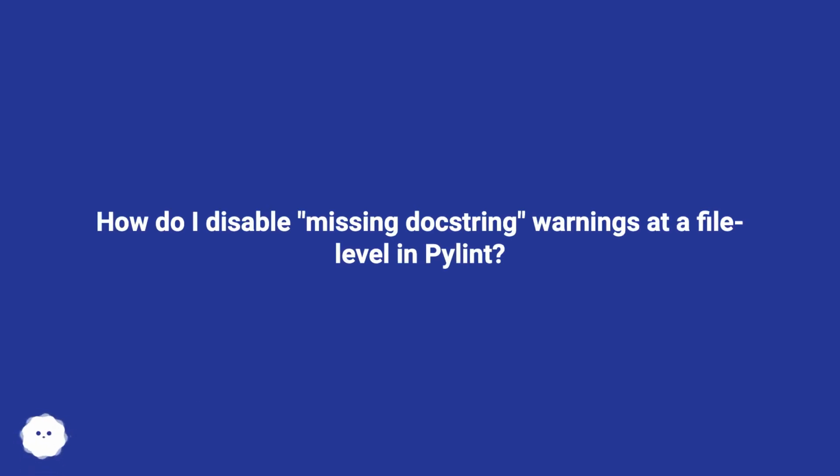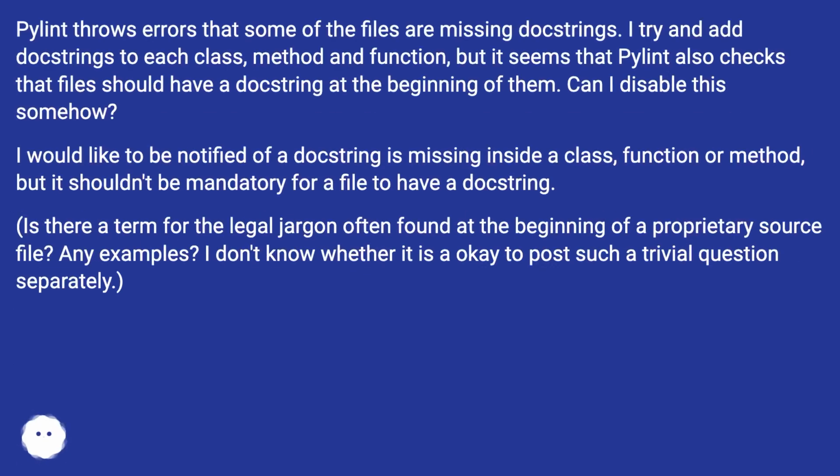How do I disable missing docstring warnings at a file level in Pylint? Pylint throws errors that some of the files are missing docstrings. I try and add docstrings to each class, method and function, but it seems that Pylint also checks that files should have a docstring at the beginning of them. Can I disable this somehow?